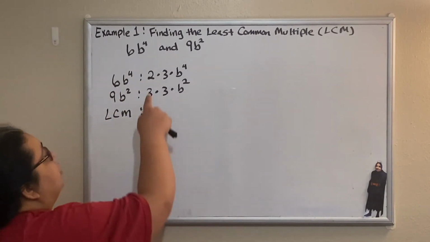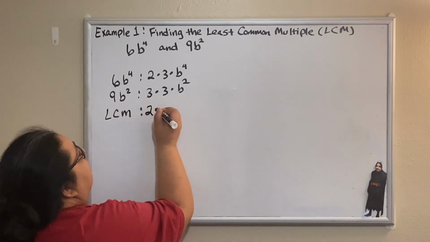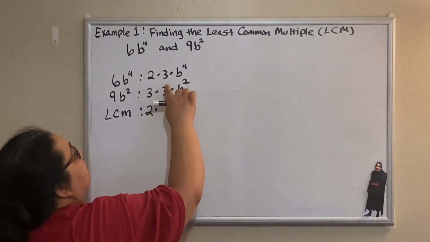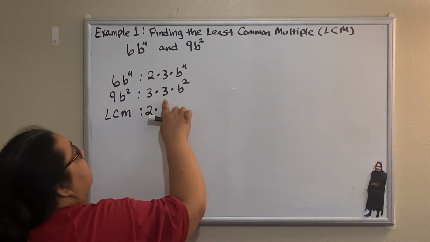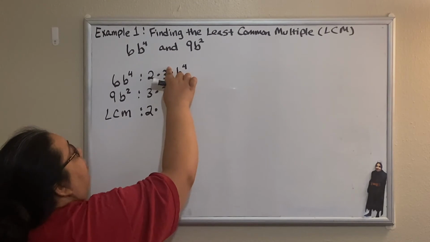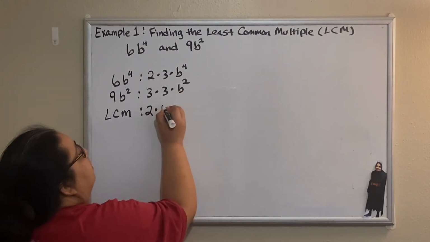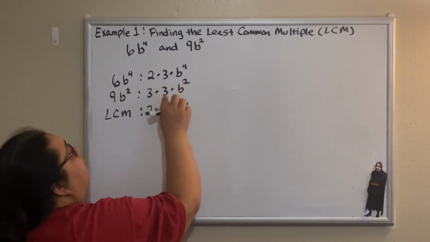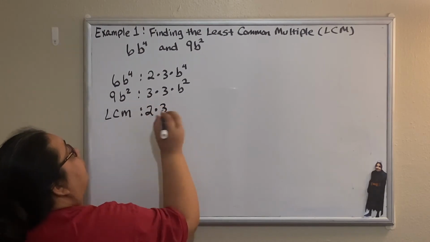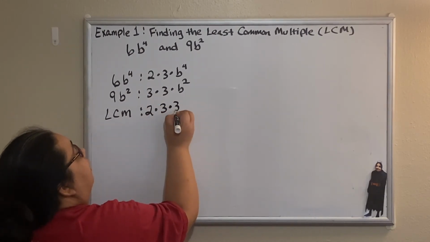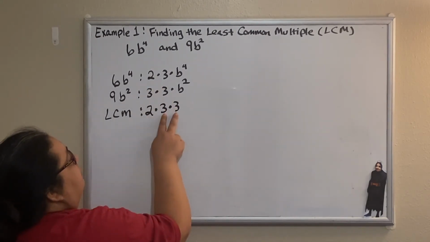For example, 2 only shows up once, so we're going to count it once. But 3 shows up both in 6b to the 4th and in 9b squared. So even though it's here in the first term and in the second term, we're not going to write it twice. We're just going to write it once for both of these. And then 9b squared has an additional 3, so we're going to put another 3, okay? So we have a 2 and 2 3s right here.